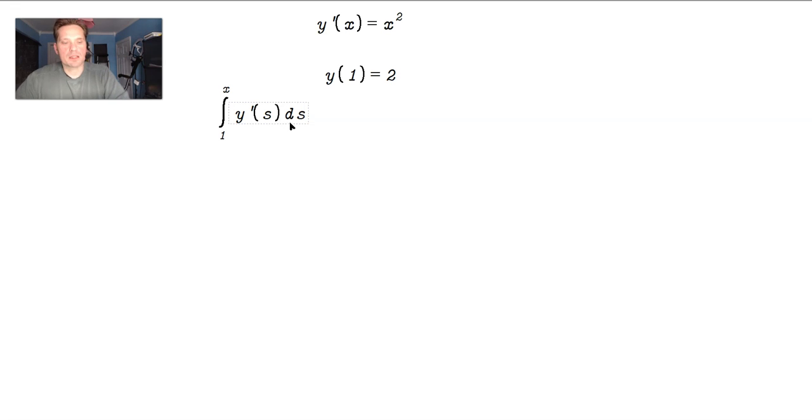So let's stop for a second. Let's talk about this. ds, that's the differential. Notice it has an s in it. S is what we call a dummy variable. Also now it's not y prime of x, but y prime of s. S again is a dummy variable. Why do we need 1? Because we're using x as the upper limit of integration.